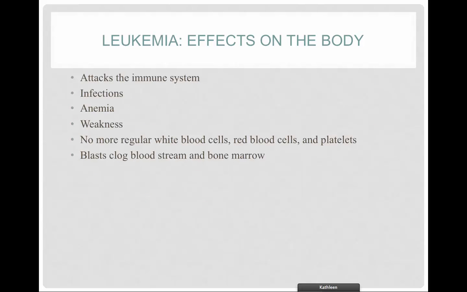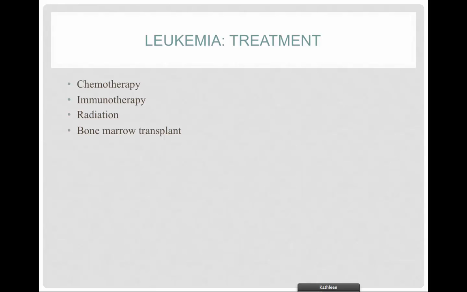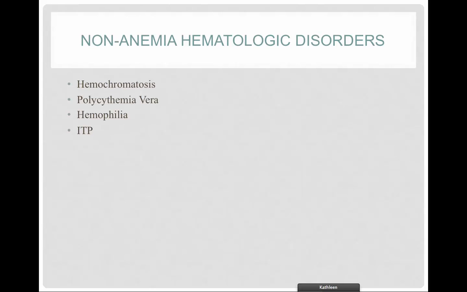They basically attack the immune system. Patients are at risk for infections. They have anemia and weakness. They have no more regular white blood cells, red blood cells, and platelets, and blasts clog the bloodstream and bone marrow. Causes are high-level radiation, toxin exposures, viruses, certain genes within the makeup of the patient, chemicals, and mostly it's unknown. Treatment is chemotherapy, immunotherapy, radiation, and bone marrow transplant.